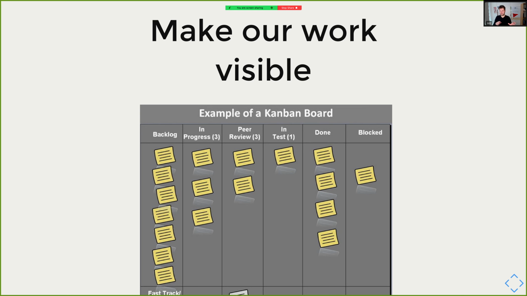And it's important that the Kanban board should represent the entire value stream. A task is not done when developers are done with it. Instead, it's only done when the new feature is in production and making our customers happy.